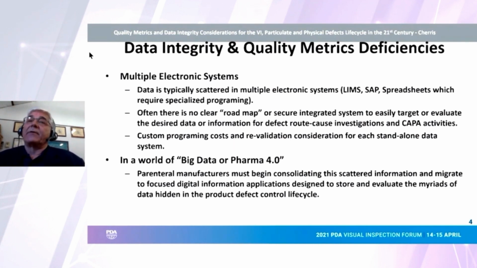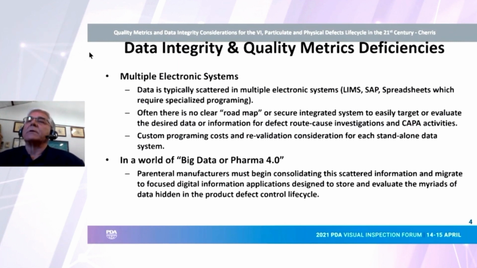It's also scattered in multiple electronic systems. Even when we do have electronic systems, it's in LIMS, SAP, spreadsheets, often requiring specialized programming. Often there's no clear roadmap or secure integrated system to easily target any information that's desired for routine root cause investigations and CAPA activities.